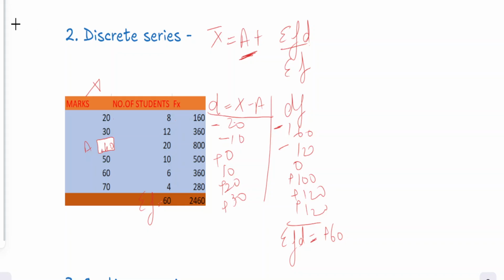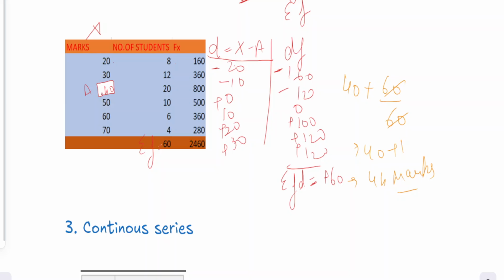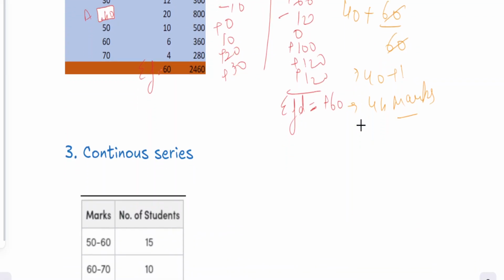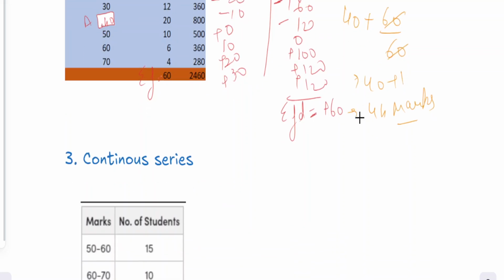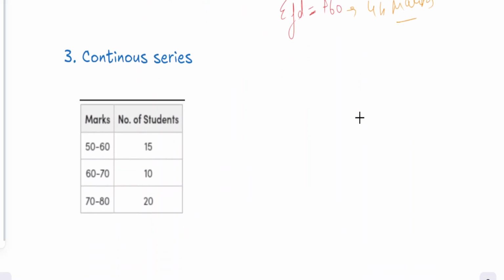Now apply it in the formula. When you apply this in the formula, your assumed value a was 40, sum of fd was plus 60, divided by 60, so the answer will be 40 plus 1, that is 41. 41 is your average marks. This is the same answer as we got in our direct method also, so the answers won't differ in most cases, but it may be different in your continuous series. Okay, I think it's easy to calculate. If you still have doubts, you can comment down your doubts and ask.